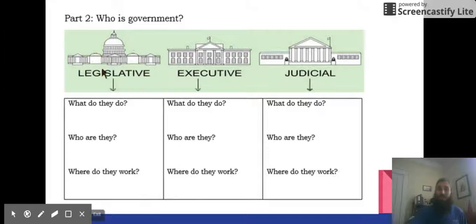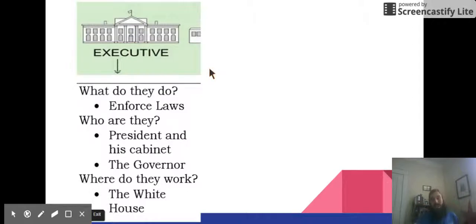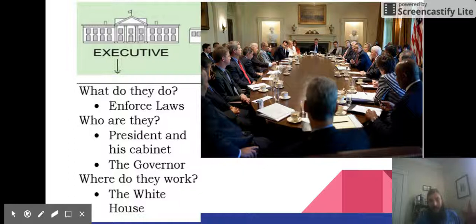And that's when we go over to the next branch of government, the executive branch. The executive branch enforces the laws. That's the president and his cabinet and the governor. We're going to talk more about presidents and governors later, but first you can see this picture and you already learn a little bit about how the president works.